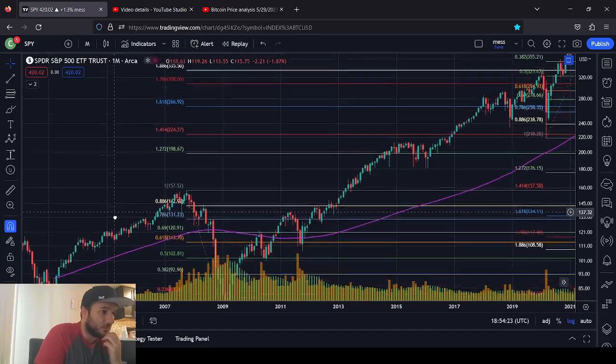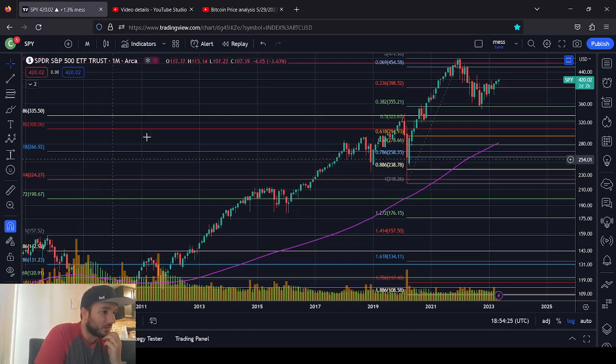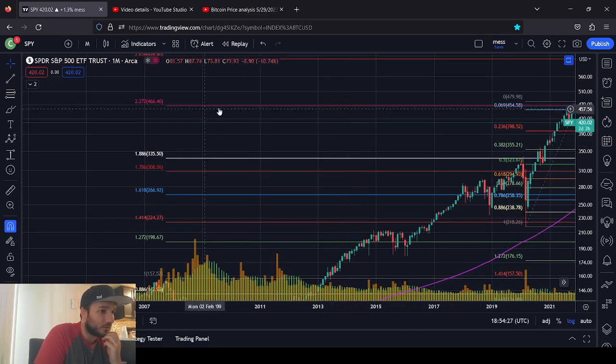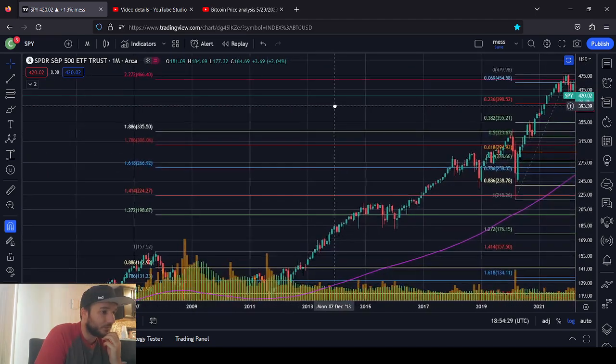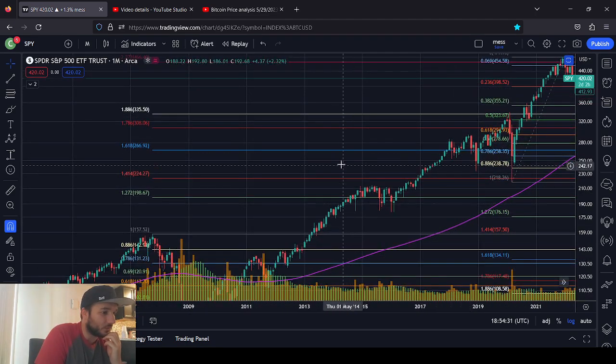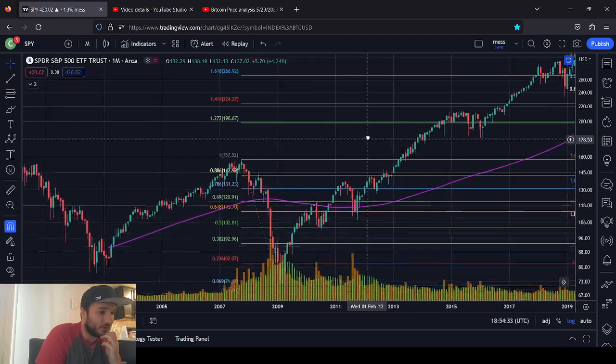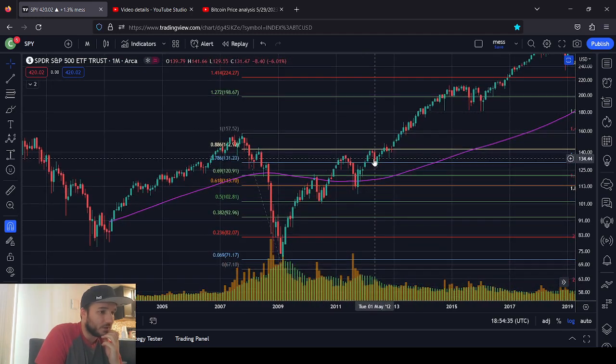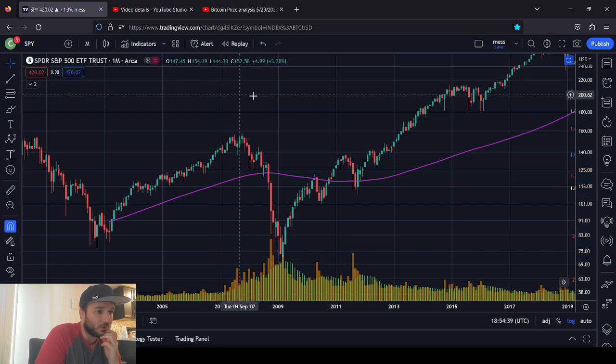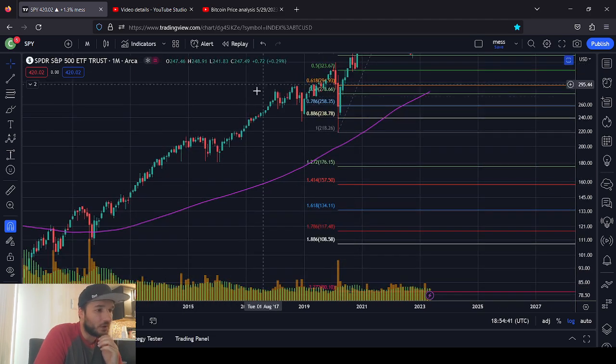Came back through. Doesn't seem to be respecting this one too much. Topped at the 2.272. No respect on the 1.618. No respect on the 1.272. You know, fibs for me on the SPY, I wouldn't be using it a whole lot. Maybe it's on smaller time frames.